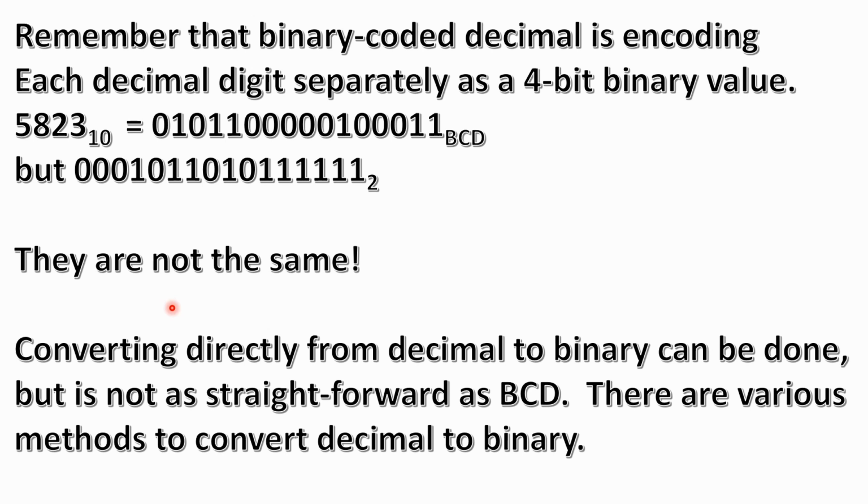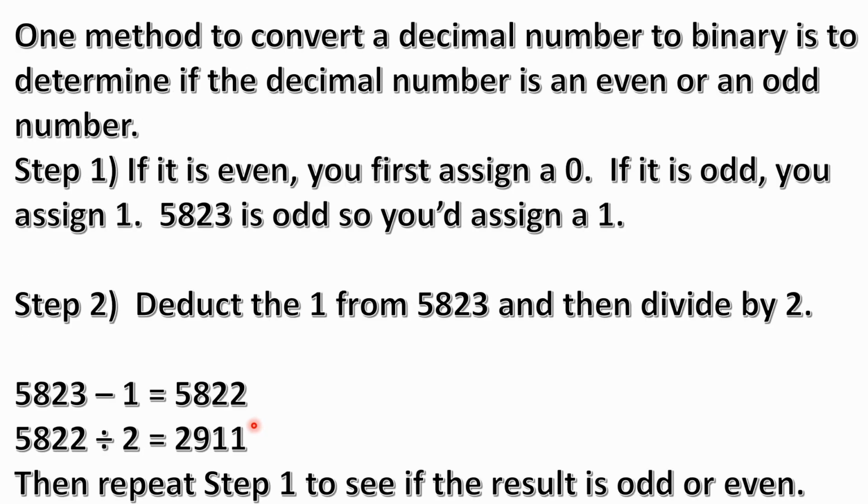Now keep in mind that converting directly from decimal to binary can be done, but it's not nearly as straightforward as encoding BCD. There are various methods for converting decimal over to binary. One method is to determine if the decimal number is even or odd. It's a very lengthy process. You take the number you're working with, and if it's even, you assign a 0. If it's odd, you assign a 1. The number 5,823 is odd, so we first assign a 1.